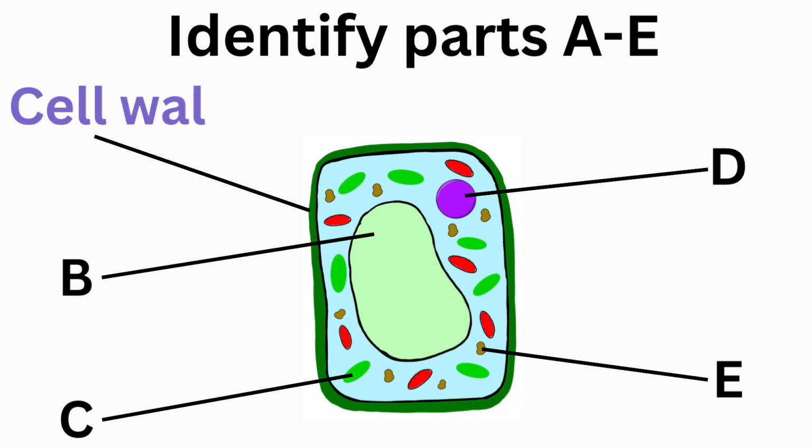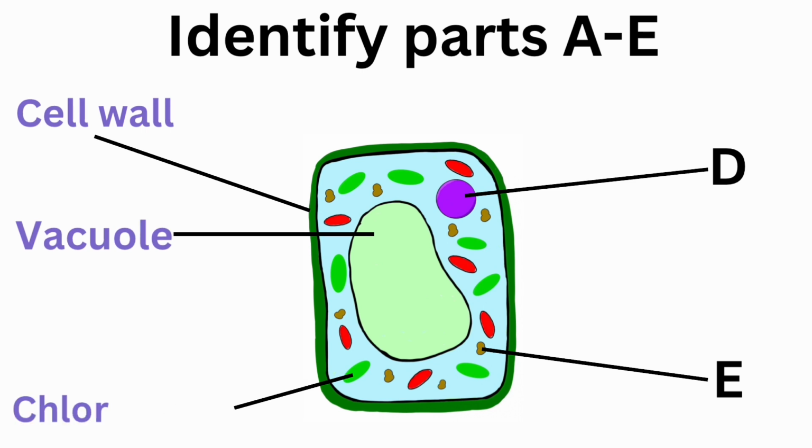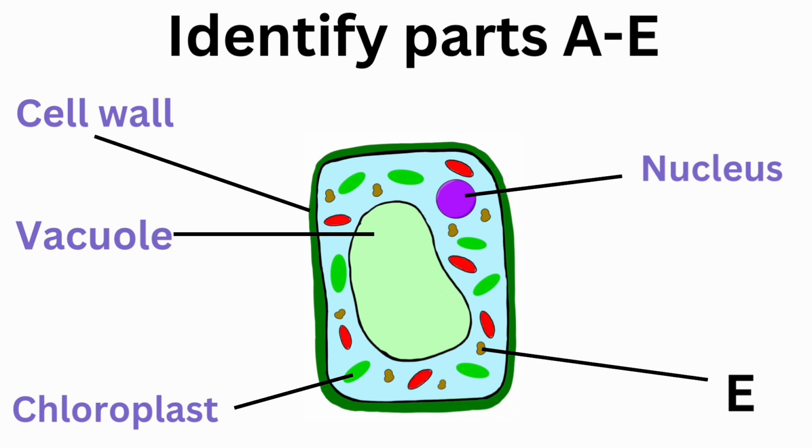So part A is labelling the very outside of the plant cell, which is the cell wall or the box that the cell is in. Part B is labelling the vacuole. Part C is labelling the chloroplast. Part D is labelling the nucleus. And label E is labelling the ribosome. So see how many you got correct.